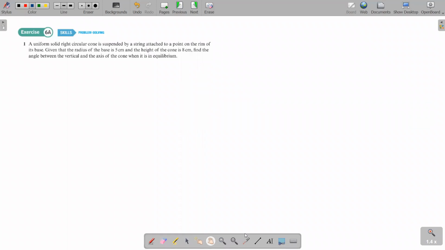Okay, guys, we'll move on to exercise 6A, question number 1. A uniform solid right circular cone is suspended by a string attached to a point on the rim of its base. Given that the radius of the base is 5 centimeters and the height of the cone is 8 centimeters, find the angle between the vertical and the axis of the cone when it is in equilibrium.